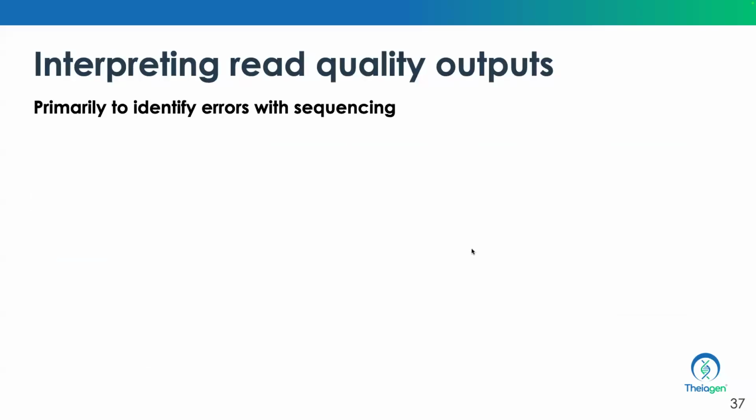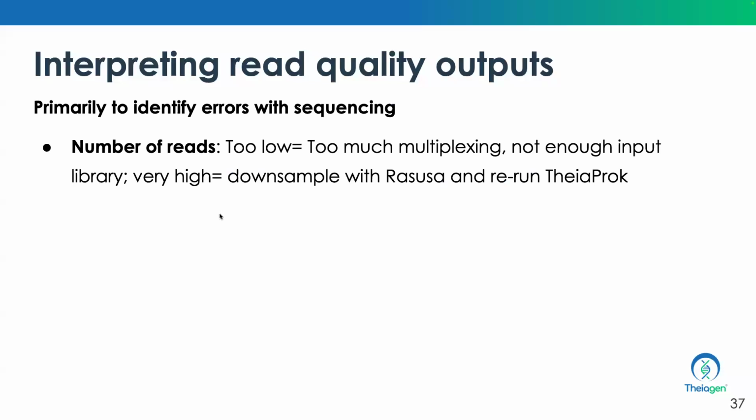So how do we interpret these read quality outputs? Remember, the aim of this step is to identify sequencing errors. One of the things we look at is the number of reads. If you have very few reads, it probably means that you multiplexed a lot, and therefore you ended up not having enough reads per sample. On the flip side, if you have a very high number of reads per sample, then it means that you didn't multiplex enough, and you might need to downsample.